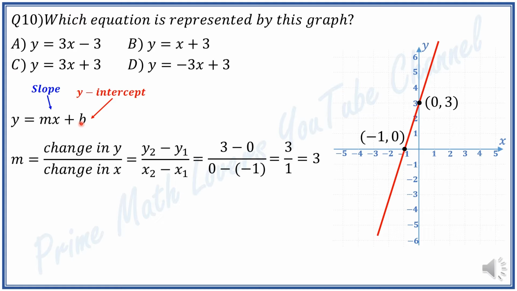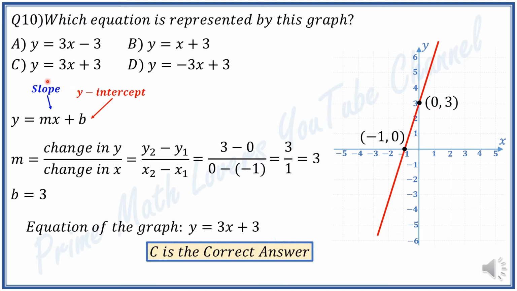Now we need to find the y-intercept. The y-intercept, as I said, is the point where the graph or line intersects the y-axis, which is this point. So the y-intercept is 3. B is 3, and the equation of the line will be y is equal to 3x plus 3. So C is the correct answer: y is equal to 3x plus 3.